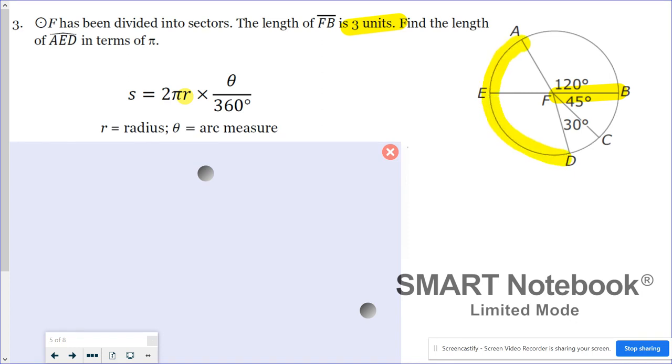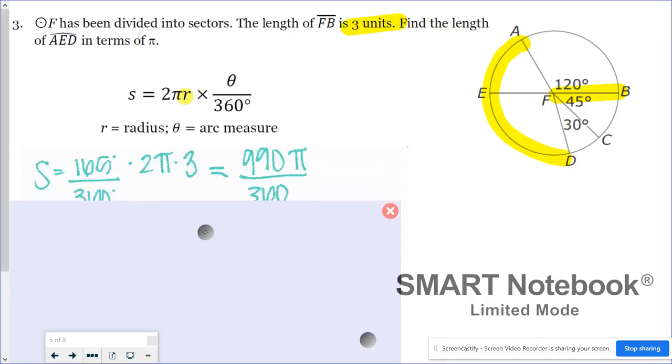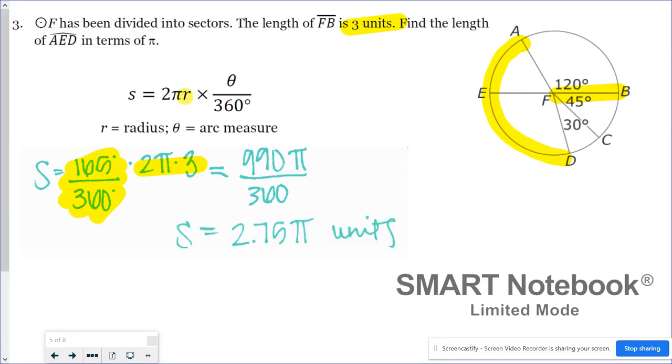The first thing that we need to figure out is what is the measure of that arc? That's going to involve us going 360 minus 120 minus 45 minus 30. So we're going to get 165 degrees for the measure of our arc. So we can just plug that into our arc length formula, and that's what you're seeing here. You've got the 165 over 360, and then you have 2 pi times the radius. When we multiply that out, we get 990 pi over 360, which is simply 2.75 pi. And that would be our arc length.